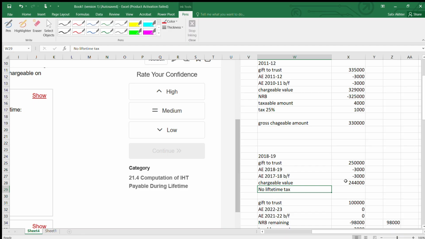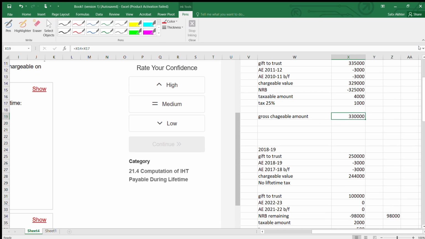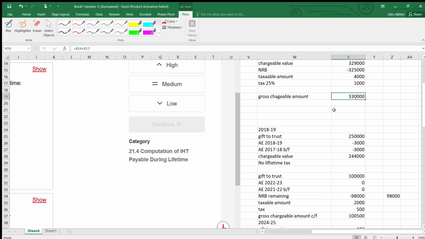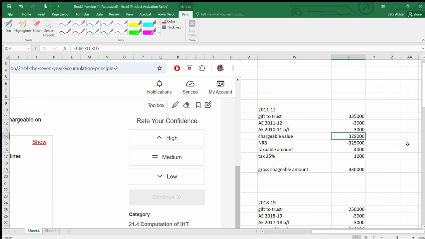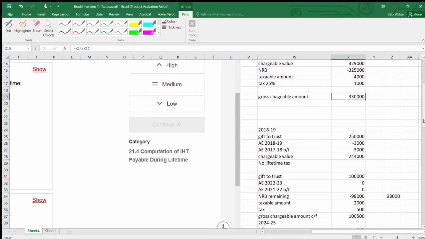Now, what is the nil rate band? To decide your nil rate band remaining, you always have to see the gross chargeable amount. This is why we have to calculate this. For the next gift, it's important. So your nil rate band we utilize by gross chargeable amount. I'm sorry, it is not the chargeable value. It is the gross chargeable amount you have to compare with. 330.